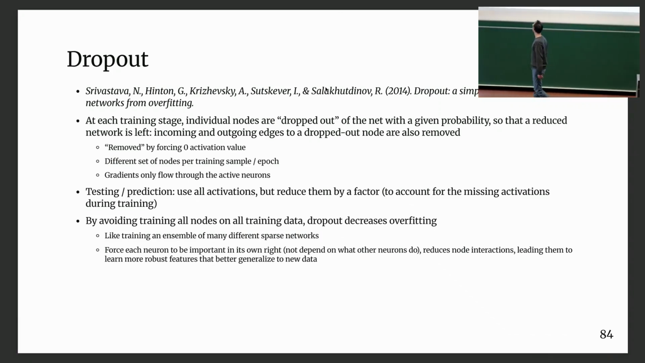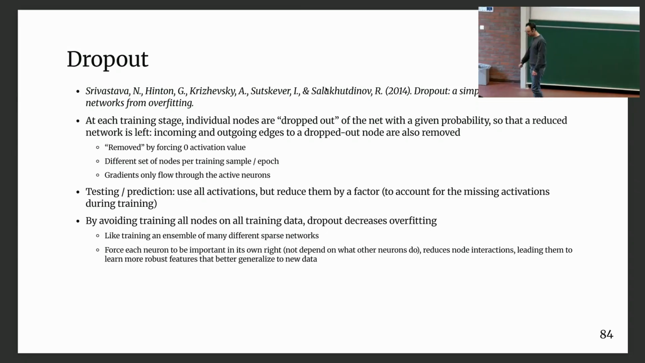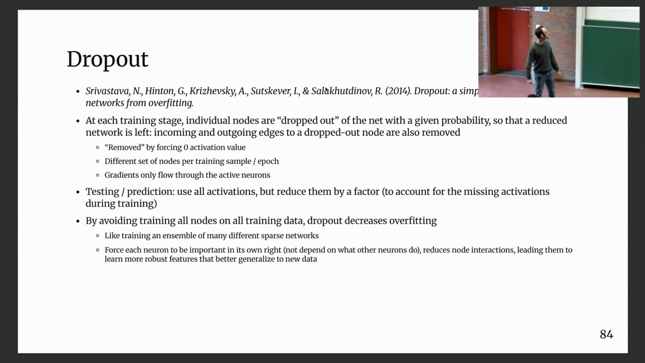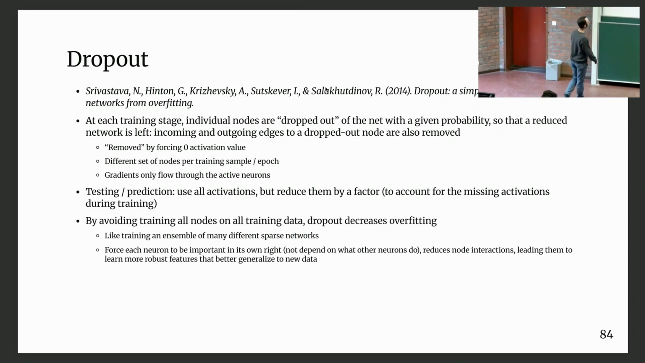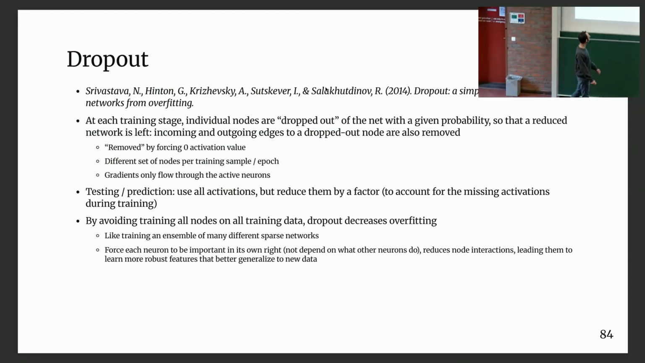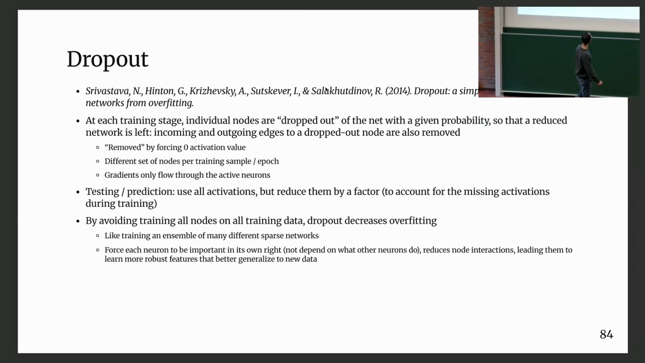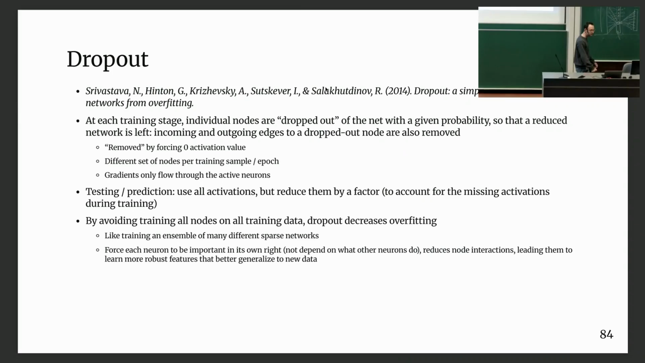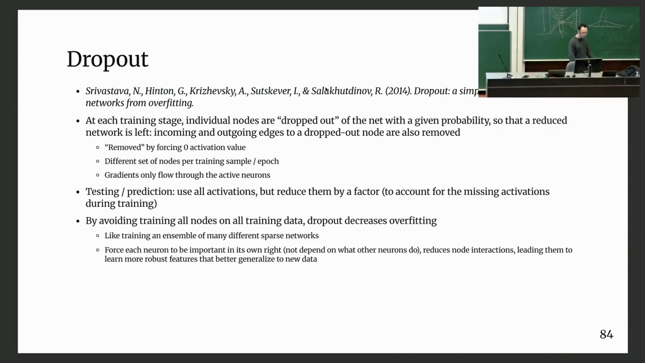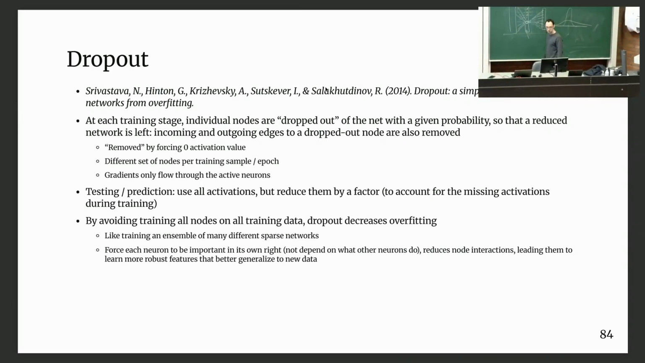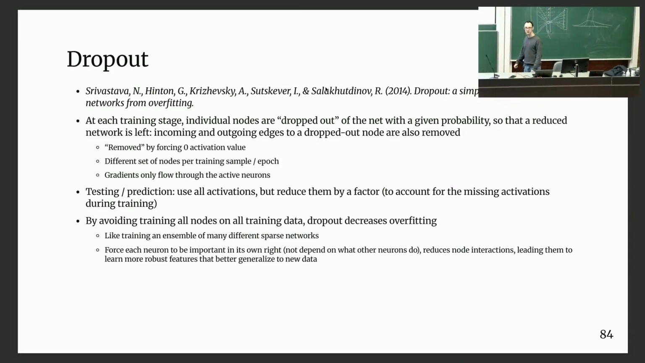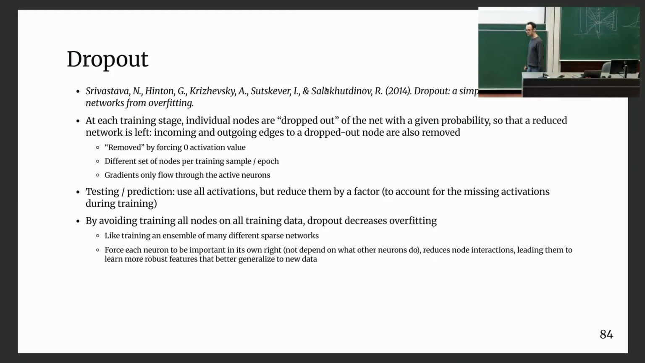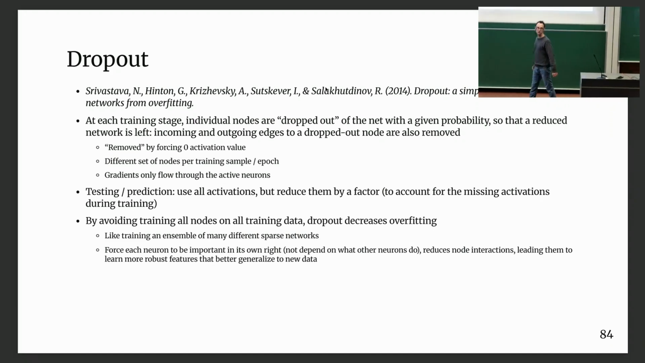And this will force your network. It's kind of like you learn an ensemble model of different sparser networks. You force each neuron, each unit in this layer to be important in its own right. You try to reduce node interactions. You try to have these different neurons in this layer learn different redundant pathways or different redundant representations to fit your data, and this will lead to better generalization. So again, it is kind of similar to an ensemble effect.